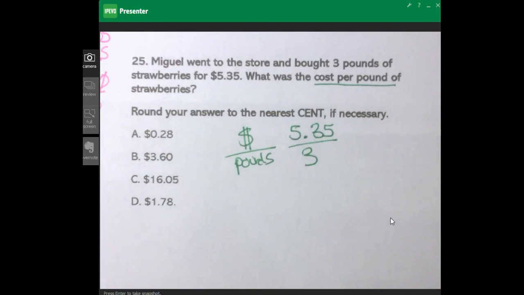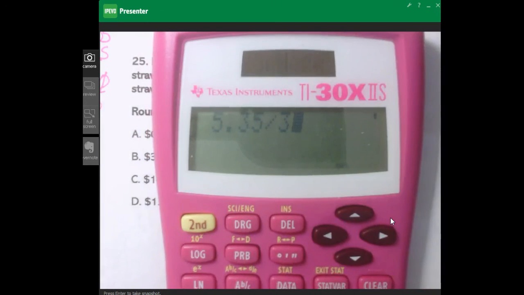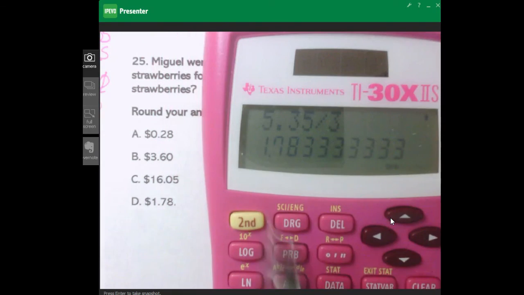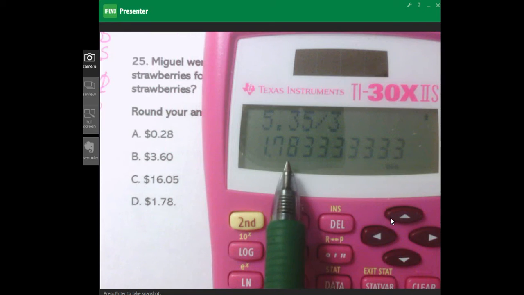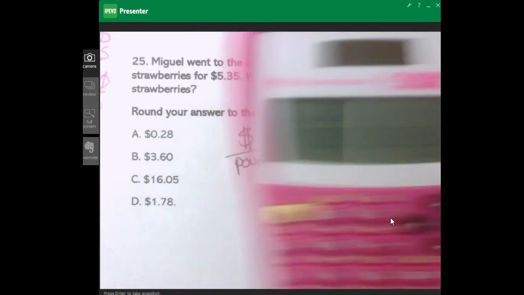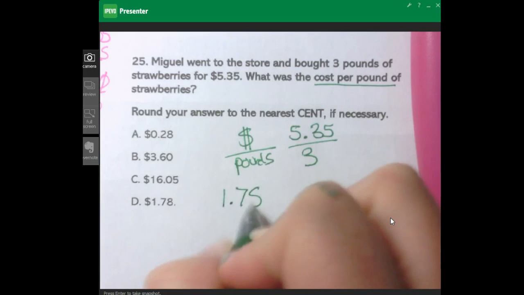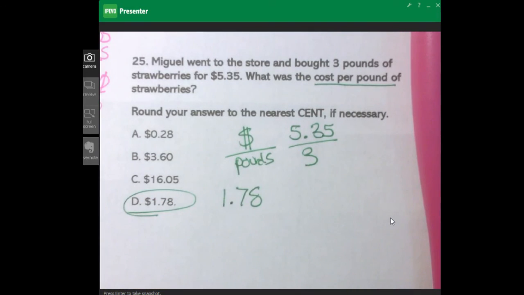So we're going to divide. And again, we can use our handy dandy calculator, that magical piece of plastic, and we can say 5.35 divided by 3. And money is always taken to the second decimal place. Money never goes past that. So we're going to round it off to $1.78.